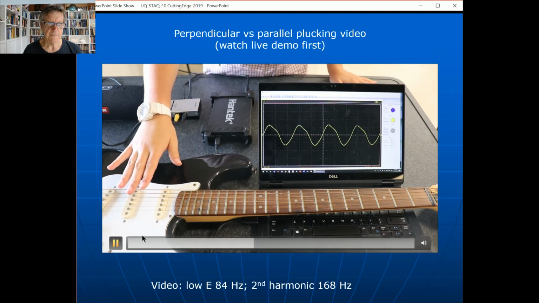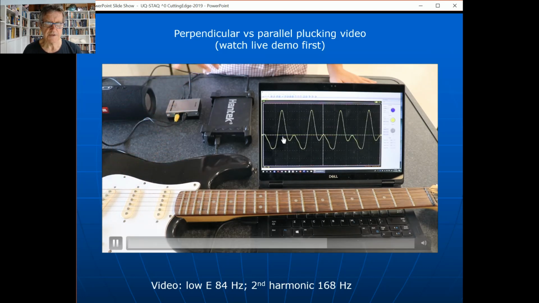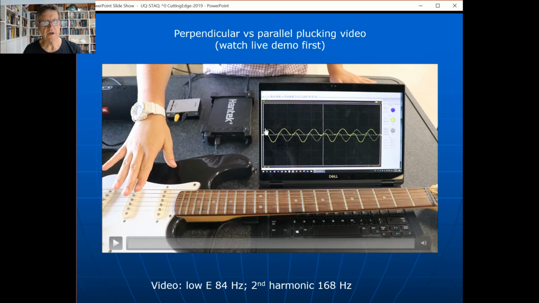Okay, let's stop that, and I'll get her to pluck it that way. You see you're getting twice as many peaks. Now one is not as strong as the other. You're getting the 4 main peaks, but you're getting twice as many. So that's the second harmonic. Plucking it up and down, perpendicular, you're getting the first harmonic, and plucking it sideways, you're getting the first and second harmonics. So it gives a rich sound. Depending on how you pluck it, you can get various combinations of the first and second harmonics, and that produces the rich sounds of an electric guitar.